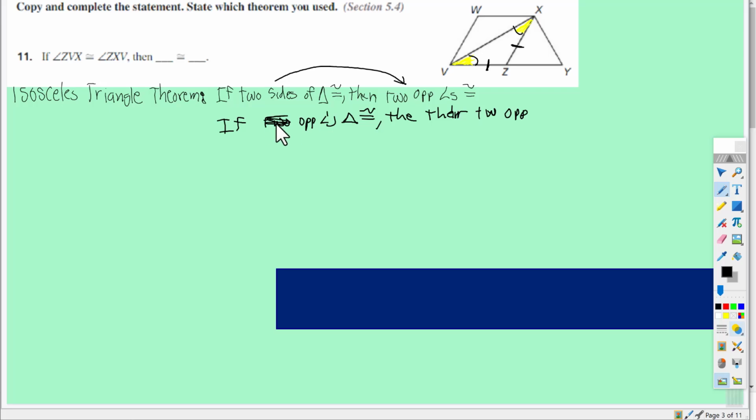I guess in this case we don't need the opposites. If two angles of a triangle are congruent, then their two opposite sides are congruent. So in this case, it would be sides, I'll just say VZ. Oh, let's do it in order this way. Side ZV and then side ZX. Just like that.